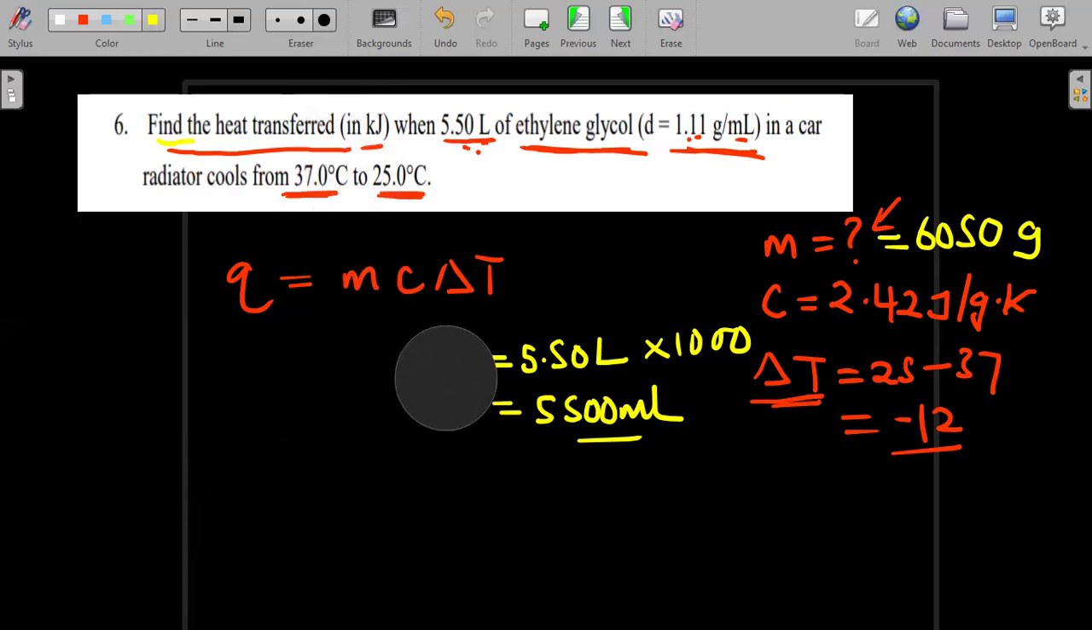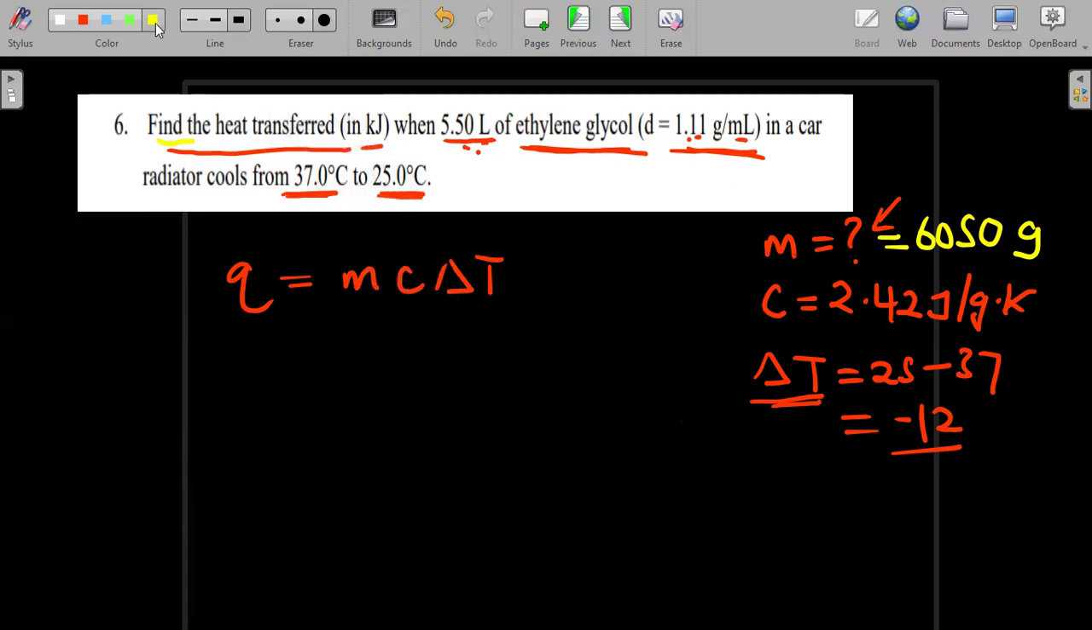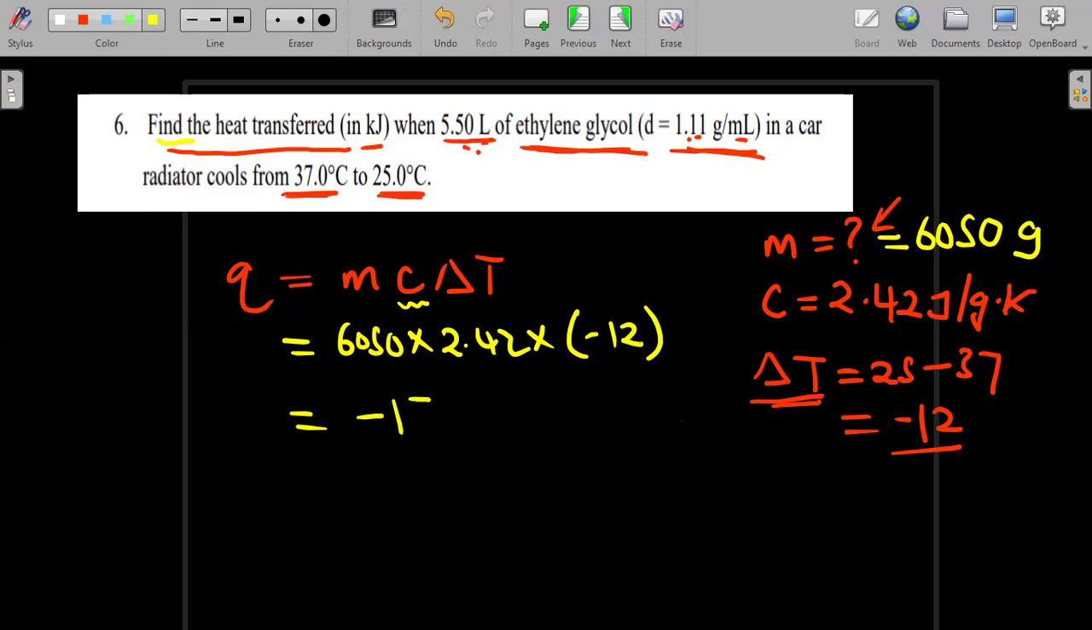Now we can replace the quantities that we've come up with into the formula for the heat. So we're going to say this heat is equal to the mass, which is 6050, multiplied by the specific heat capacity, which I gave you as 2.42, multiplied by the change in temperature, which is minus 12. So this here is going to give us what? When I multiply this, it's going to give me minus 17,600 joules. So that is my answer there.